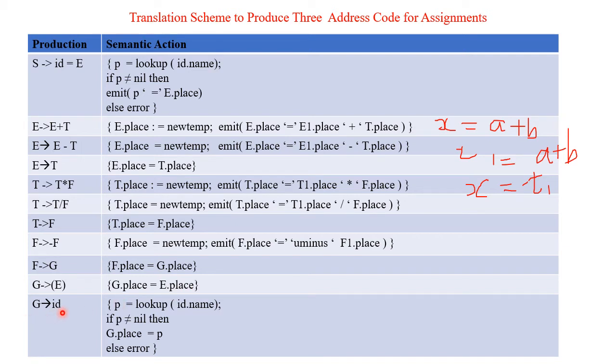G gives id. Then we have to check for the existence of id in the symbol table. P equal to lookup id.name. If p is not equal to nil, G.place equal to p, else error. After solving examples, revisit this grammar, then try to understand this.